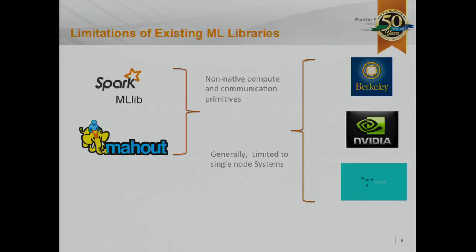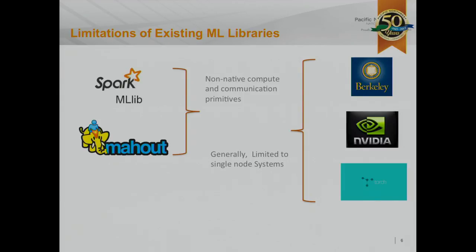Two of them are really popular. One is Spark and MLlib, which is very widely used in the cloud computing space, but the problem here is it's not a native implementation and it doesn't use high performance networks. It uses TCP/IP, which is not effective for large scale systems. Similarly, Apache Mahout has those restrictions.